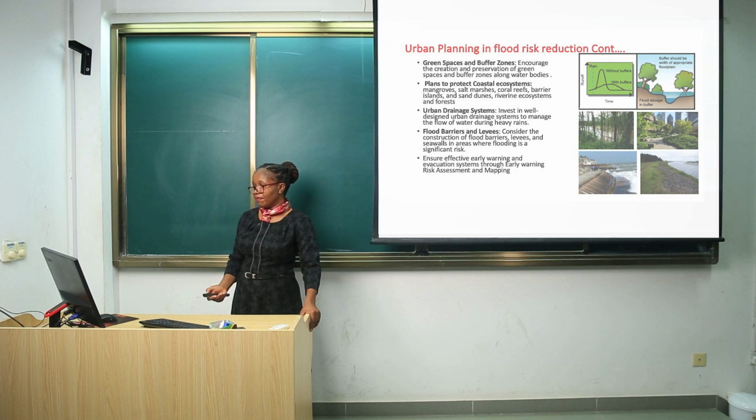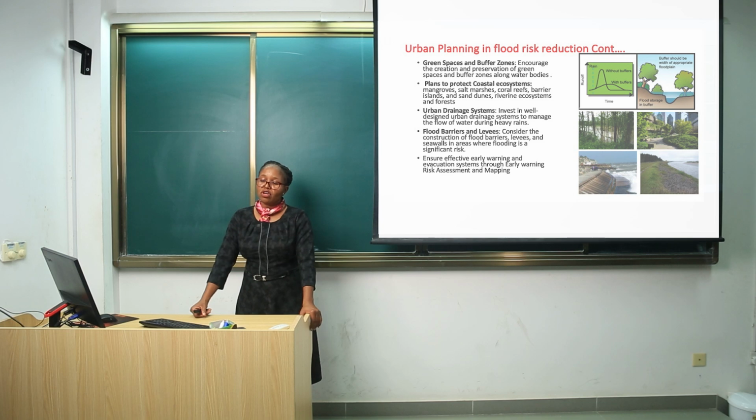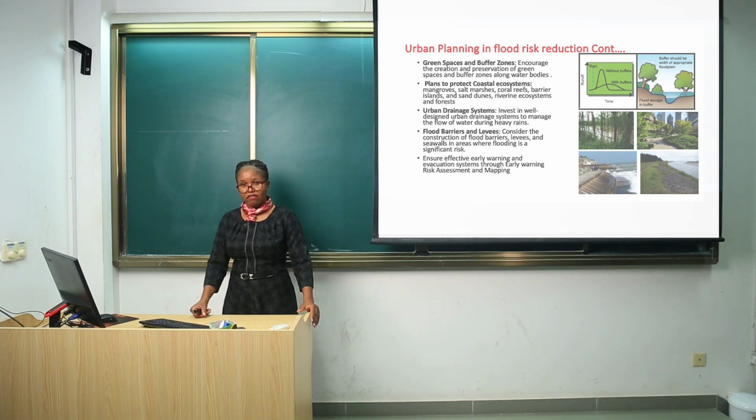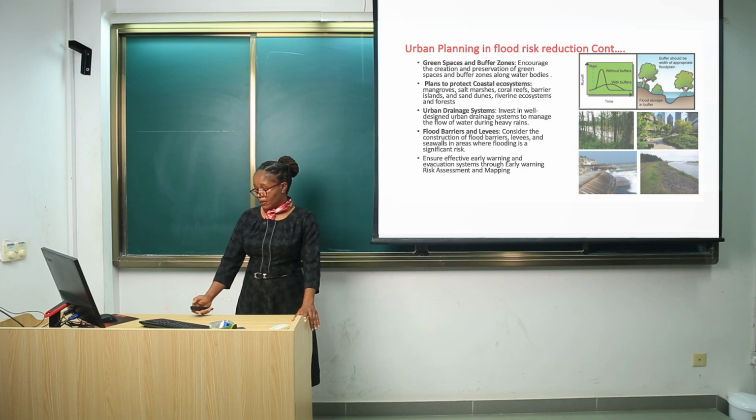Planners are better placed to be able to develop risk assessment maps, which can also guide on evacuation routes in case of disaster events leading to either temporary holding centers or evacuation places. So these are some of the ways in which urban planning can play a role in reducing risk in urban areas.